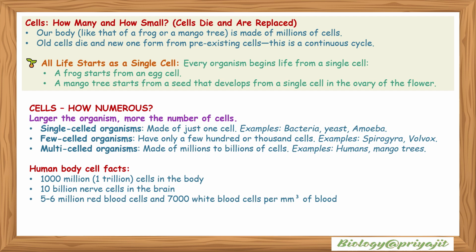Few-celled organisms have only a hundred thousand cells. Examples: Spirogyra, Volvox. Multi-celled organisms are made up of millions to billions of cells. Example: human, mango trees, etc.